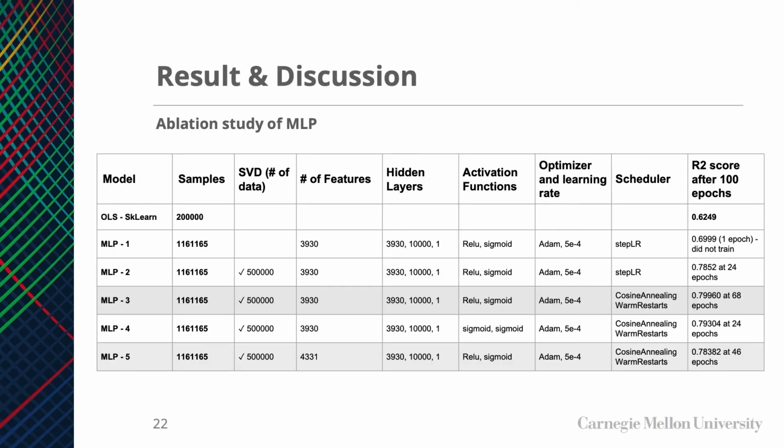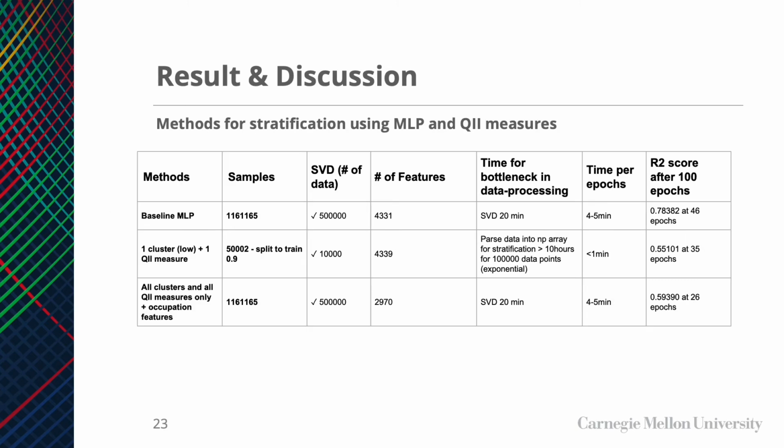We first established a baseline using a simple linear regression with about 200,000 points, which yielded an R² score of 0.62. Subsequently, we experimented with different activation functions and schedulers to yield different results, as you can see on the slide. The best result is with the MLP3. However, we decided to keep the MLP5, which has exactly the same amount of features as our QII analysis. For the stratification strategy, we used 1 cluster and 1 QII measure over 50,000 points. It yielded a score of 0.55 after 100 epochs.